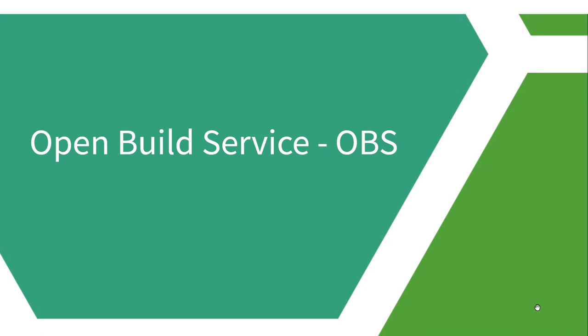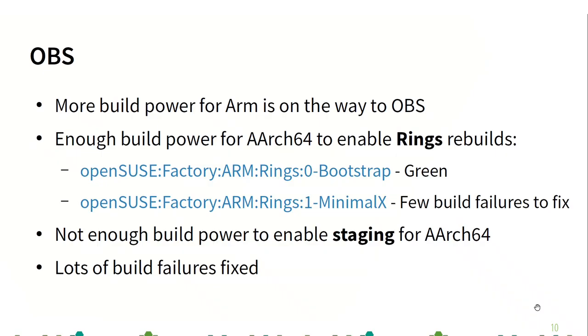Now we'll have a word about Open Build Service, the OBS. The good news is we will have more build power for ARM in OBS rather soon, but we already have enough build power for AArch64 to enable rings rebuilds. So we have two rings, a small ring called Bootstrap and a bigger ring called Minimal X, where we have core packages which can be rebuilt all the time. The first one, ring 0 Bootstrap, is green already, but we still have a few build failures to fix in Minimal X.